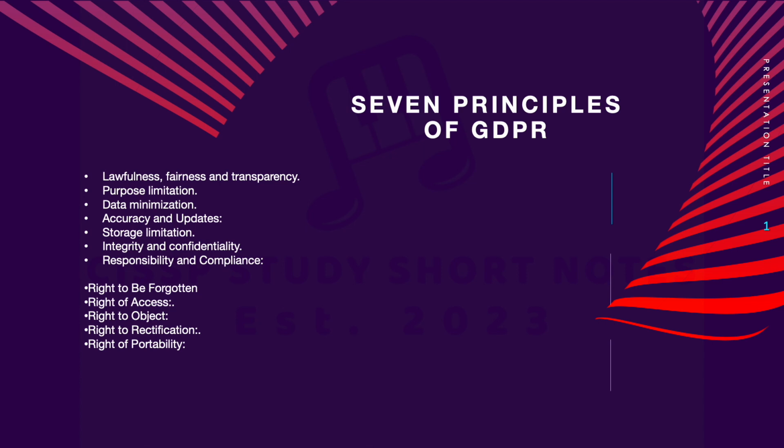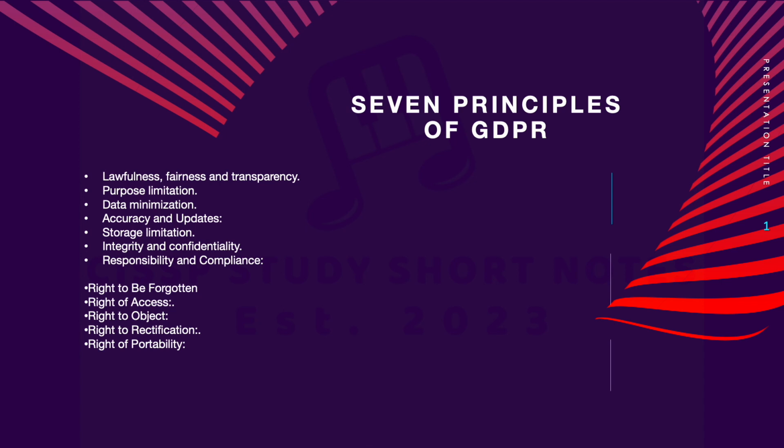1. Lawfulness, fairness, and transparency. Individuals must be informed about how their data will be used. Transparency is key. 2. Purpose limitation. Data collection should have a specific, lawful purpose. No data hoarding allowed. 3. Data minimization. Collect only what's necessary for the intended processing. Less is more when it comes to personal data.